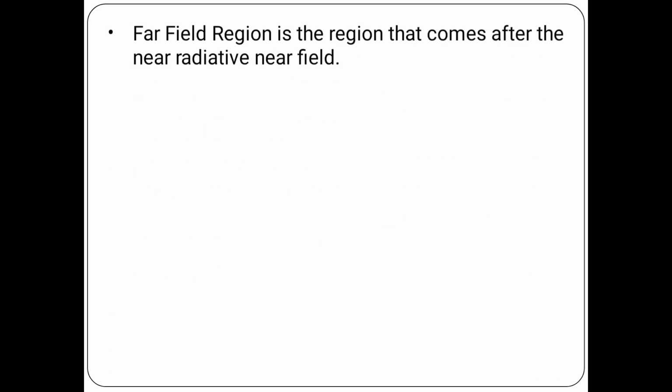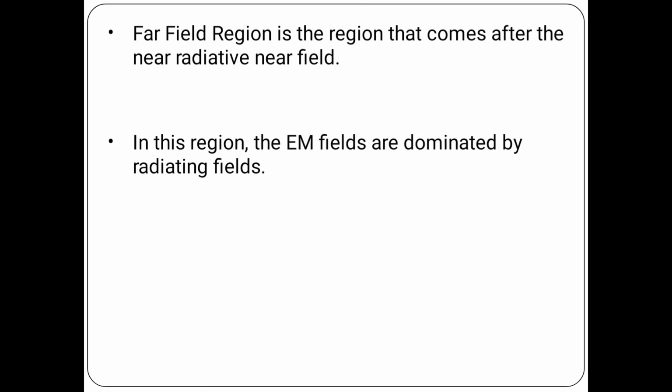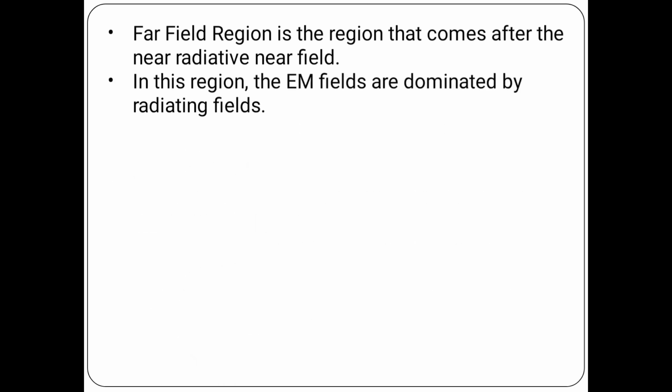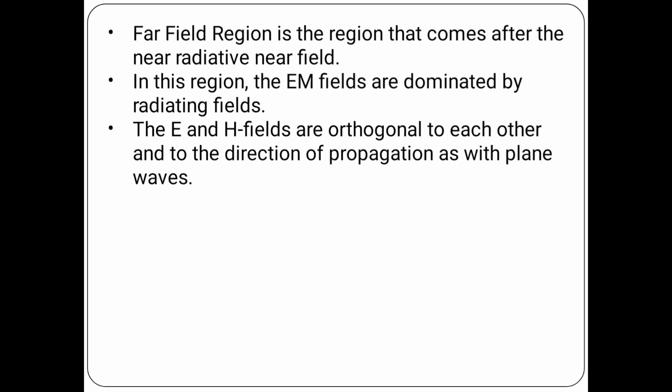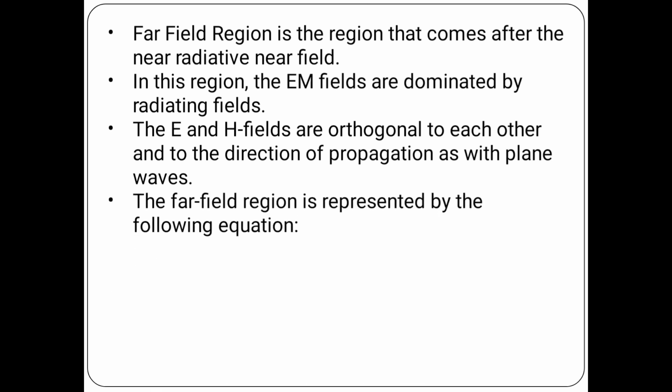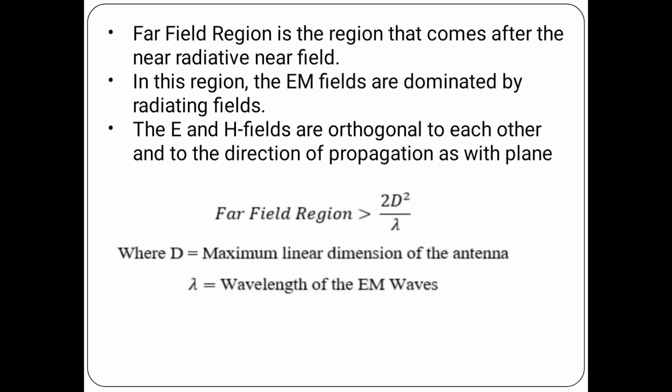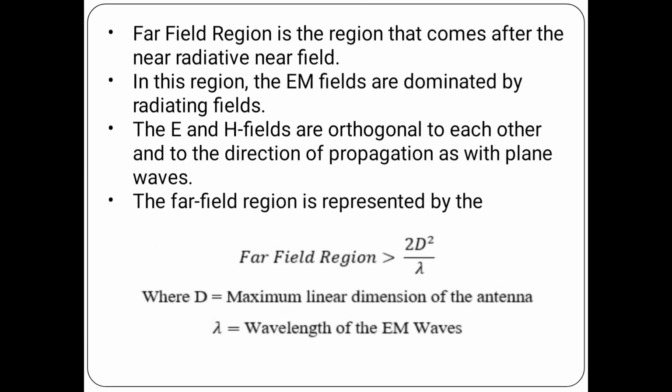Far field region is the region that comes after the nearer field. In this region, EM fields are dominated by radiating fields. The E and H fields are orthogonal to each other and to the direction of propagation, as in a plane wave. The far field region is represented by the equation: far field is greater than 2d² by λ, where d is the maximum linear dimension of the antenna and λ is the wavelength of EM waves.